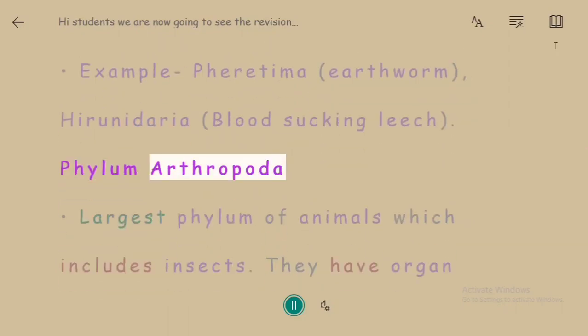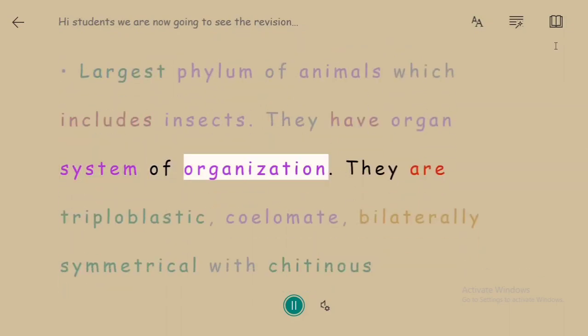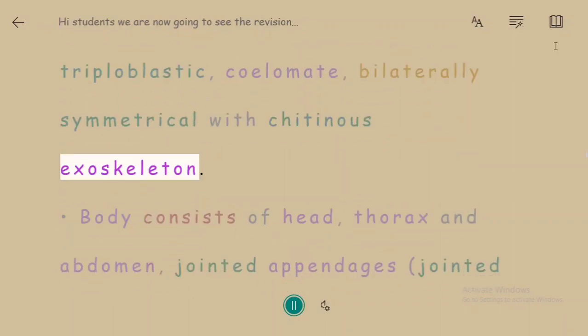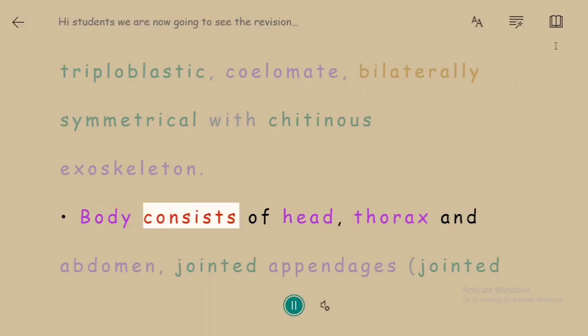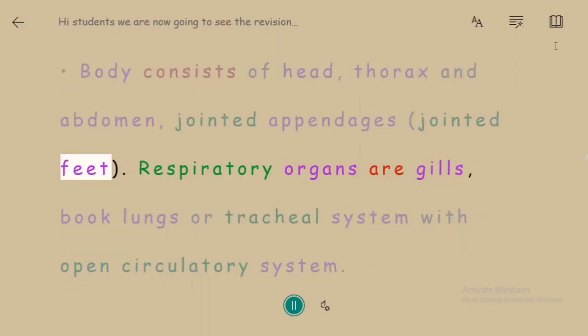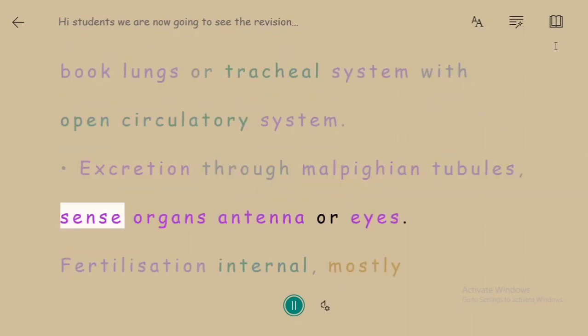Phylum Arthropoda. It is the largest phylum of animals, which includes insects. They have an organ system of organization. They are triploblastic, coelomate, bilaterally symmetrical with a chitinous exoskeleton. Body consists of head, thorax and abdomen, with jointed appendages and jointed feet. Respiratory organs are gills, book lungs or tracheal system with an open circulatory system. Excretion is through Malpighian tubules, and sense organs are antennae or eyes.